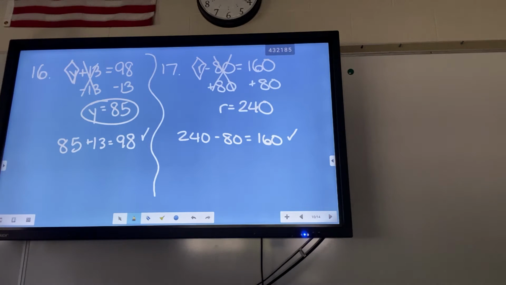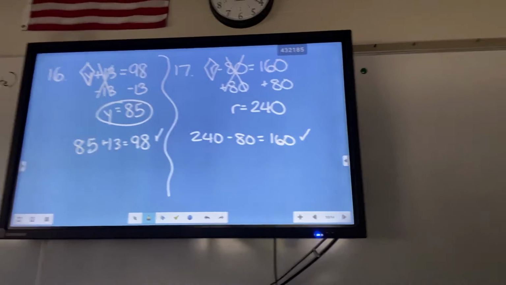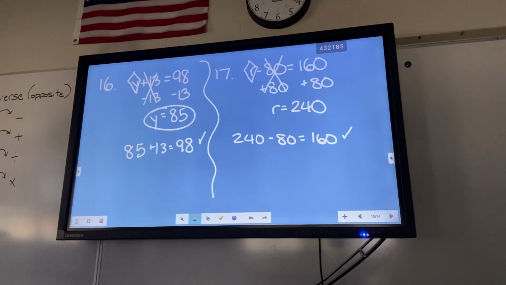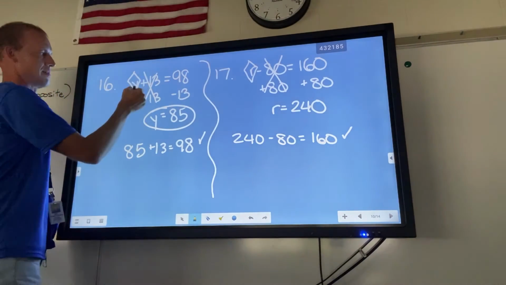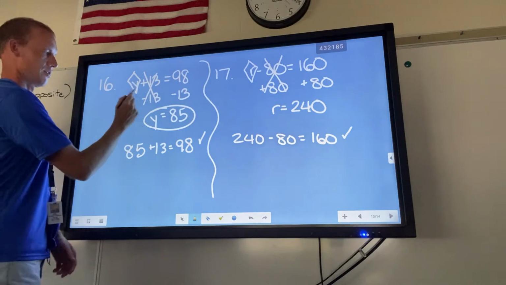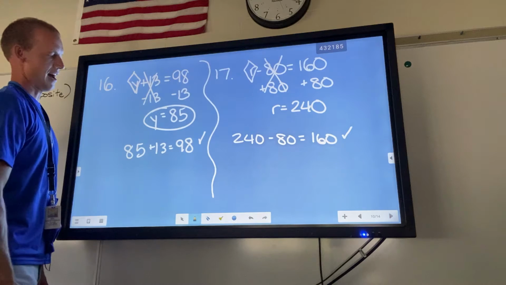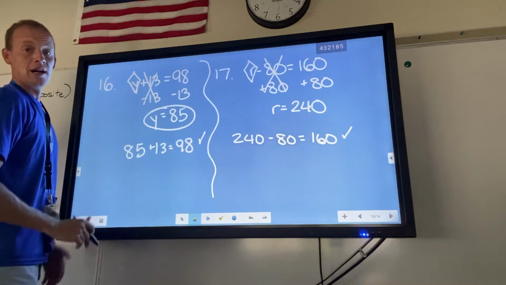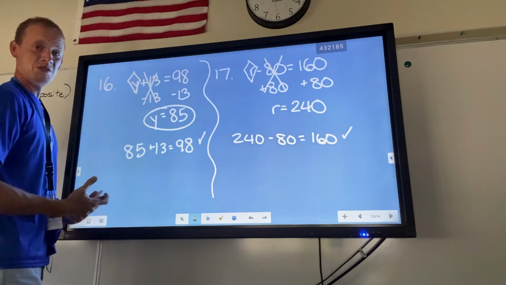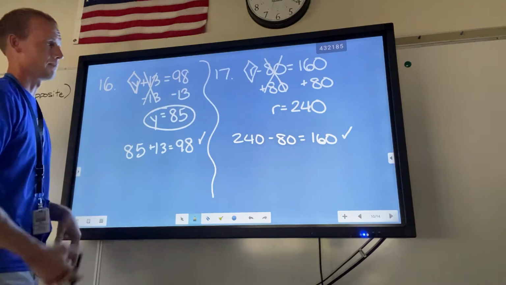If you look at number 16, our variable is the y. Adding 13 is the sand. I need to get rid of that. So instead of adding 13, I'm going to subtract 13 because that cancels it out. If I do it to one side, I have to do it to the other side. My answer ends up being 85. My check step is there. Like I said in my video yesterday, you should know these are right by the check step.